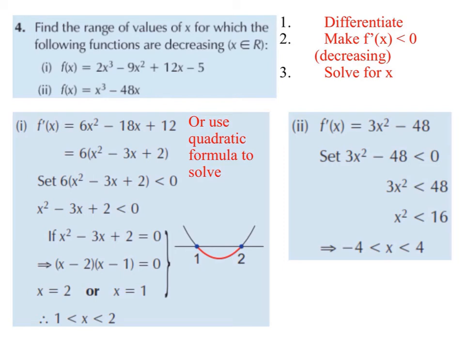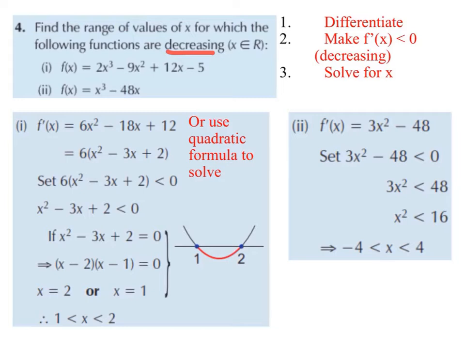So in this question, we're interested in the range of values of x for which the following functions are decreasing, and x is an element of the real number set again. Our steps are the very same as when we're interested in when a graph is increasing. Step 1, we differentiate. Step 2, we let the derivative this time be less than 0 because we're interested when it's decreasing. And step 3, we solve for x.